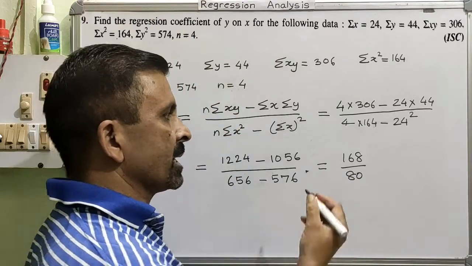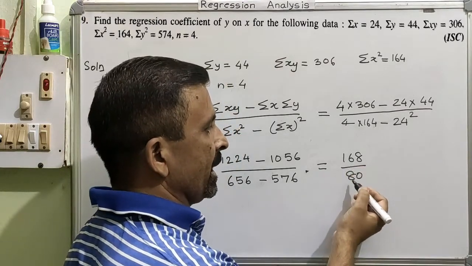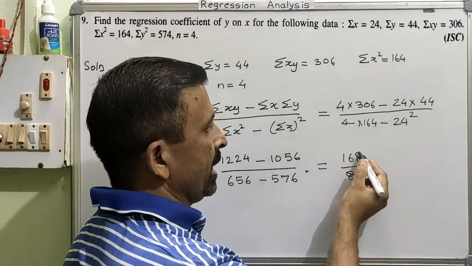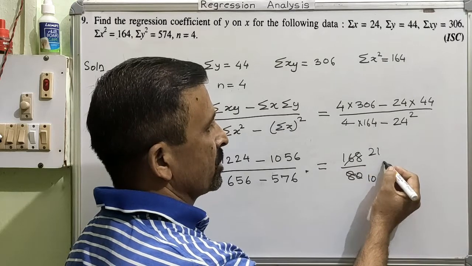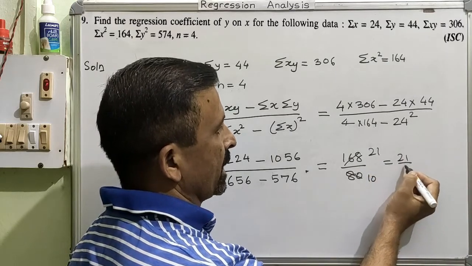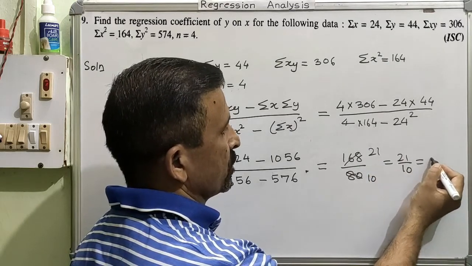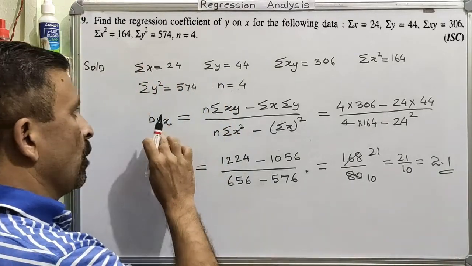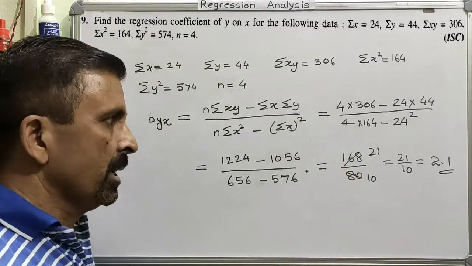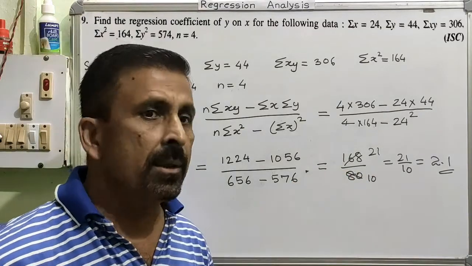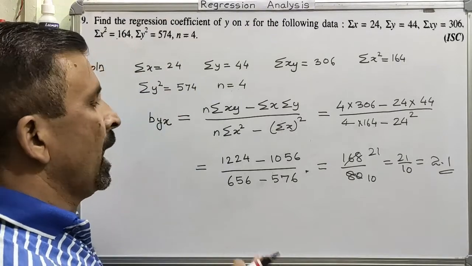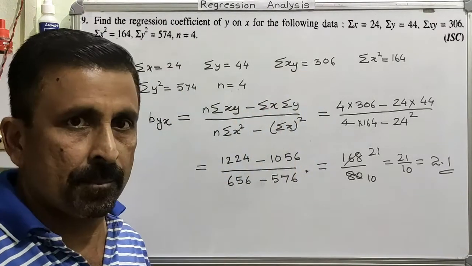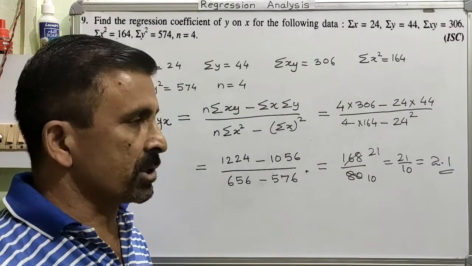Is it okay? Now let us simplify. These two are divisible by 8. So 8 10s are 80, and 8 2s are 16, and then 1. So this is coming as 21 over 10, and therefore the answer is 2.1. So this becomes your regression coefficient of y on x. So this is just an introductory question from where we have learned how we can calculate the regression coefficient for the ungrouped set of data. Am I understood? Is this question very clear?